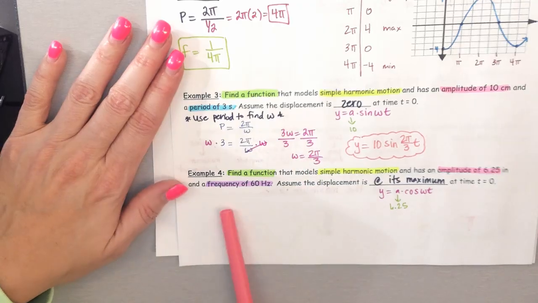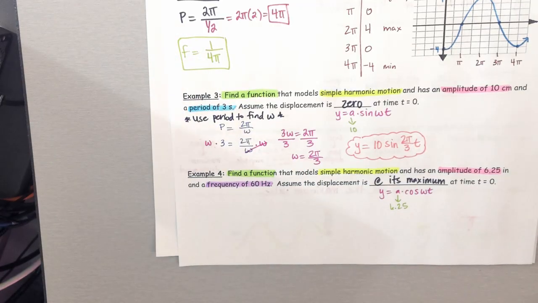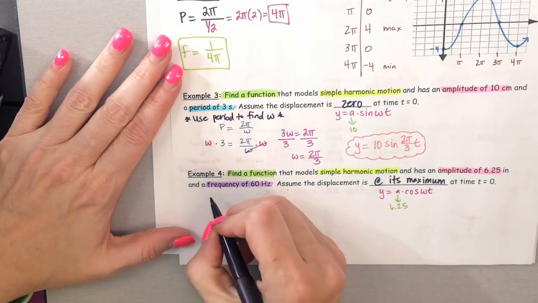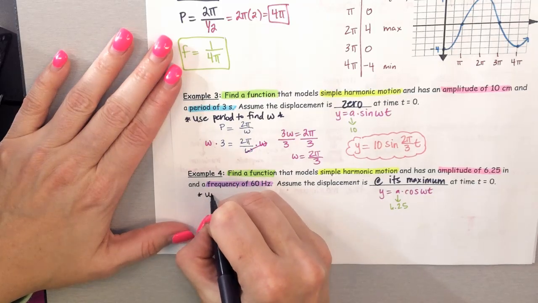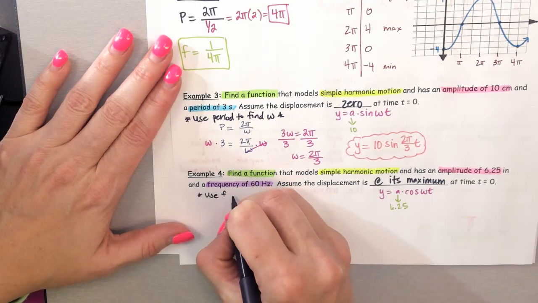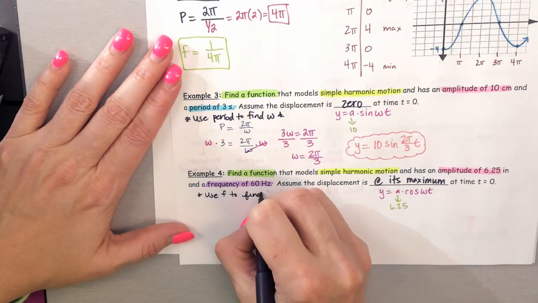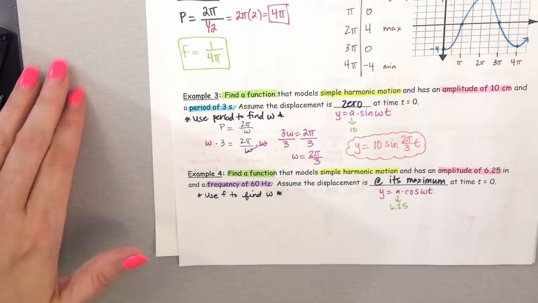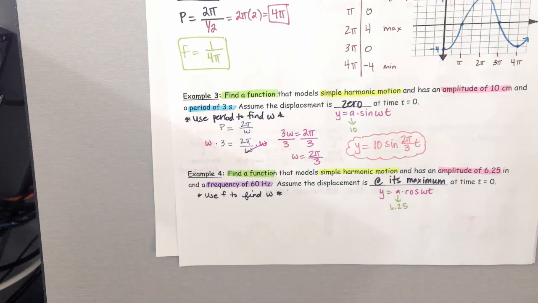Okay, using that, see if you can use that to help you to find omega here. Now we're going to use the frequency. Use the frequency to find omega.